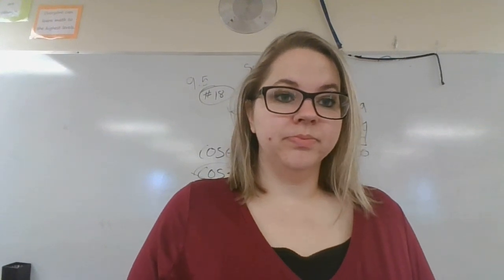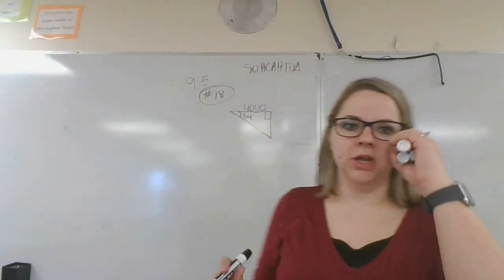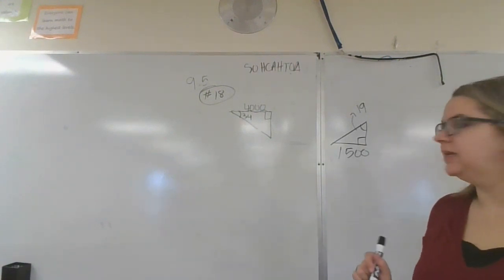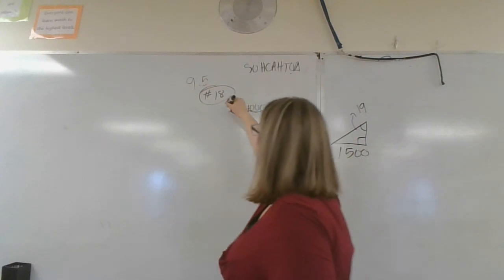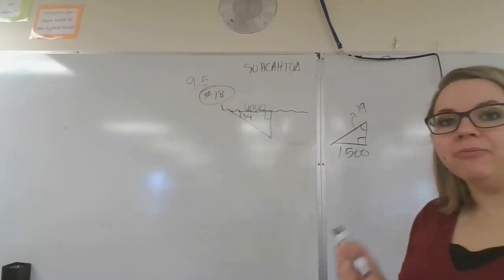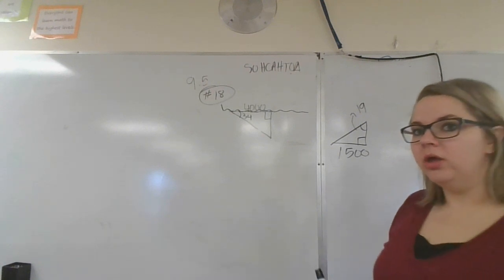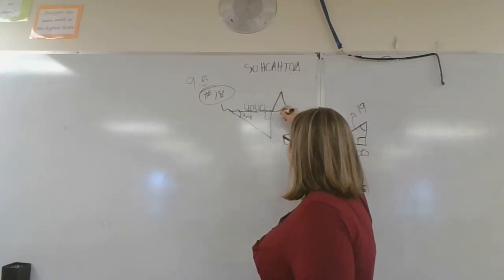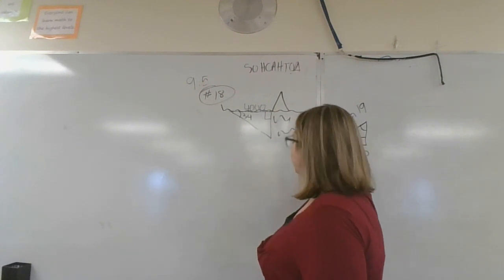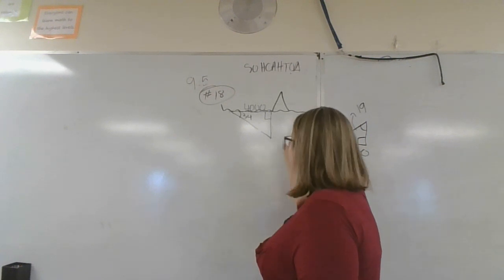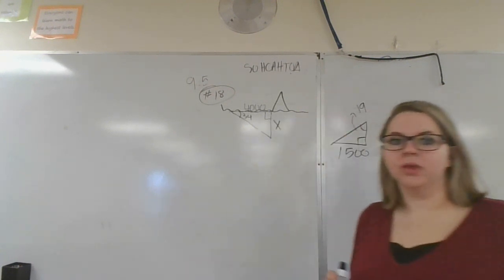Okay, so here's my picture for number 18. This is 9.5, number 18. Where you're talking about, here's my water here. And it says we want to find how much the submarine needs to lower before hitting the iceberg. My iceberg is here. So this here would be X. We want to find out how much it will lower. This is X right here.